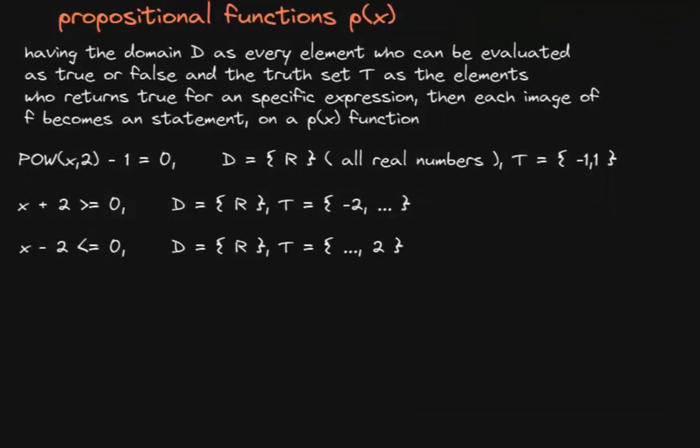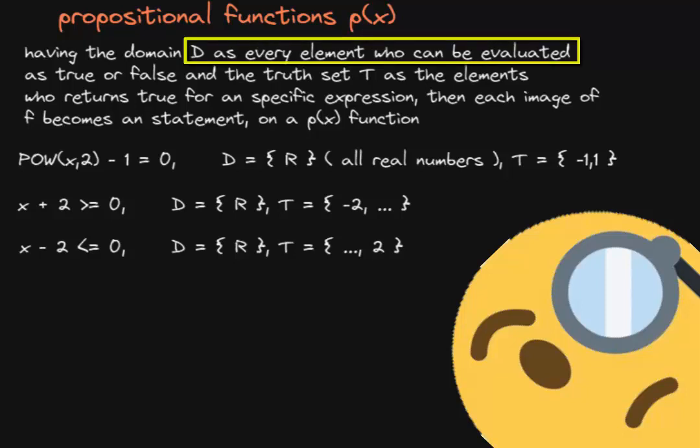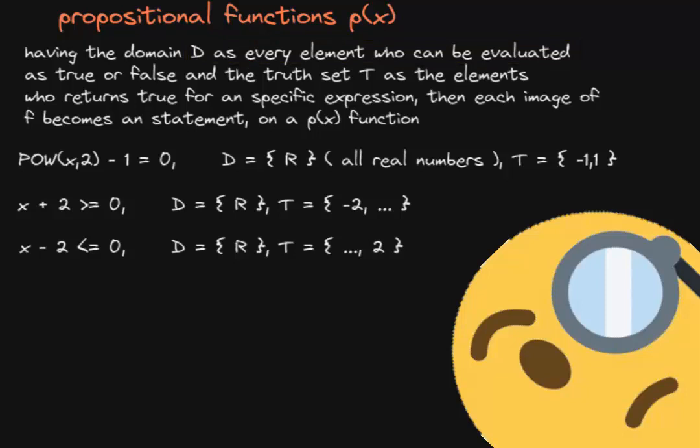Here we introduce the idea of a propositional function, that is slightly different from a simple function. The domain will be every element that can be evaluated, but in this case we don't have something like the range. We have the truth set, and here will be every element that returns true throughout the function expression. By example, in these 3 propositional functions, the domain is every real number, but the truth set is only the numbers that satisfy the condition.